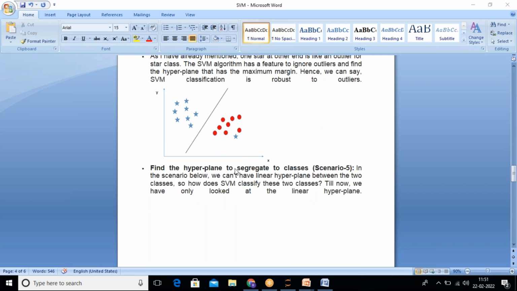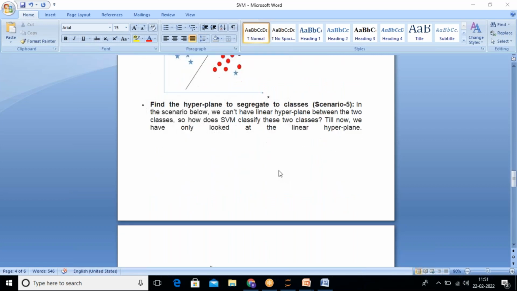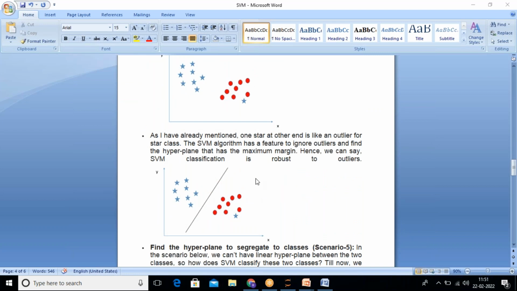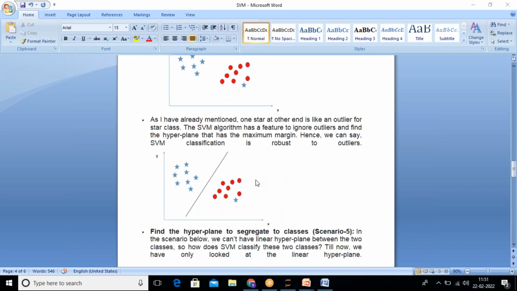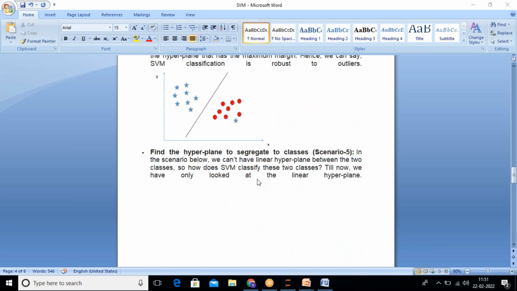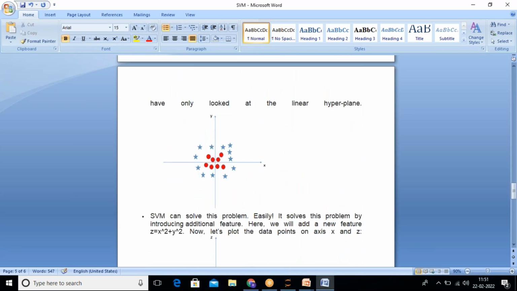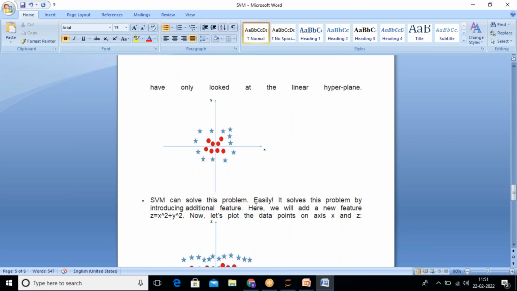Now, how to find the hyperplane to segregate the classes? This was a very linear data set, so these are very, very easy. But suppose you have a non-linear data set, something like this.